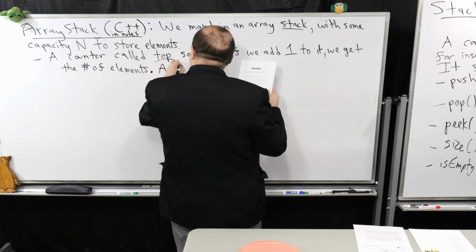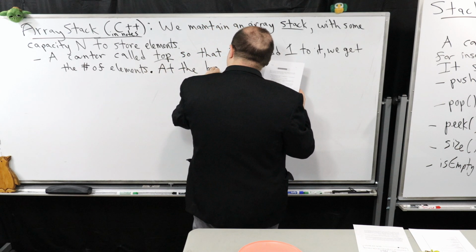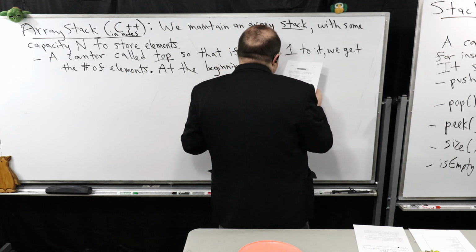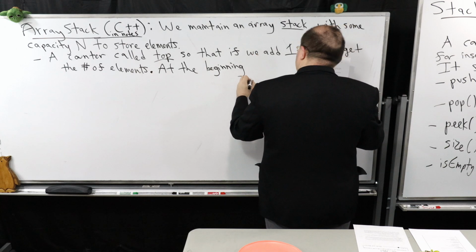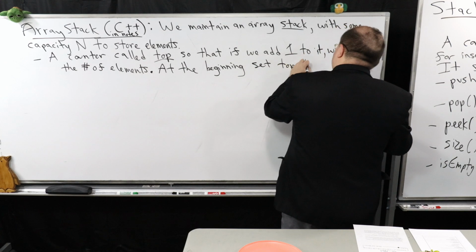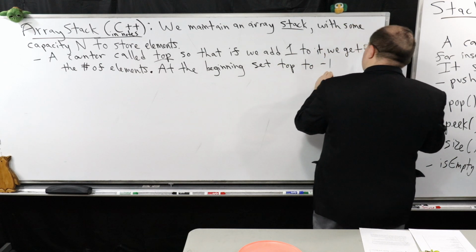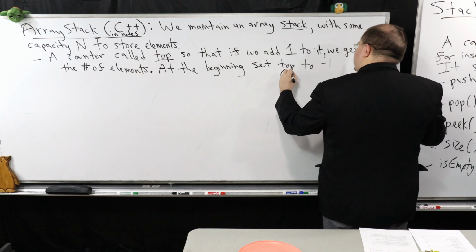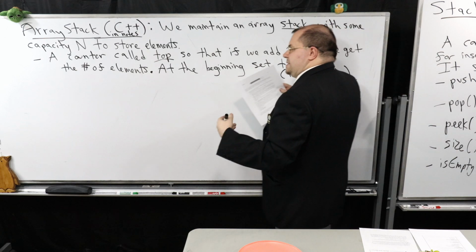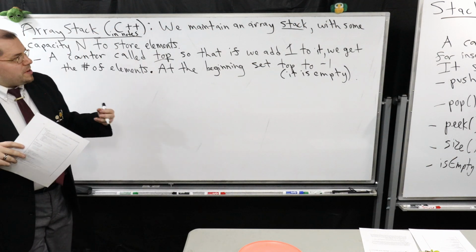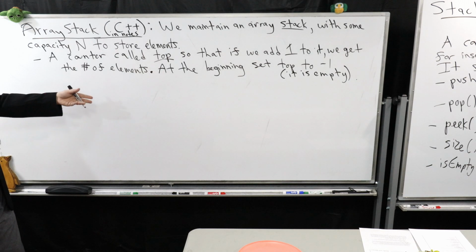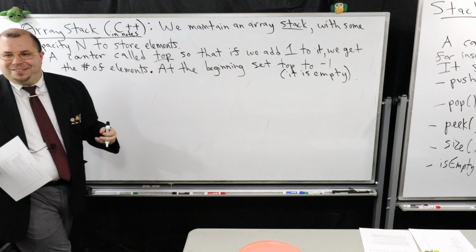So I'll say at the beginning, when you initialize this array-based stack, set top to -1, meaning it is empty. So whenever the stack is empty, top is going to be equal to -1. Why? Because if you add 1 to it, it tells you that the number of elements is 0.